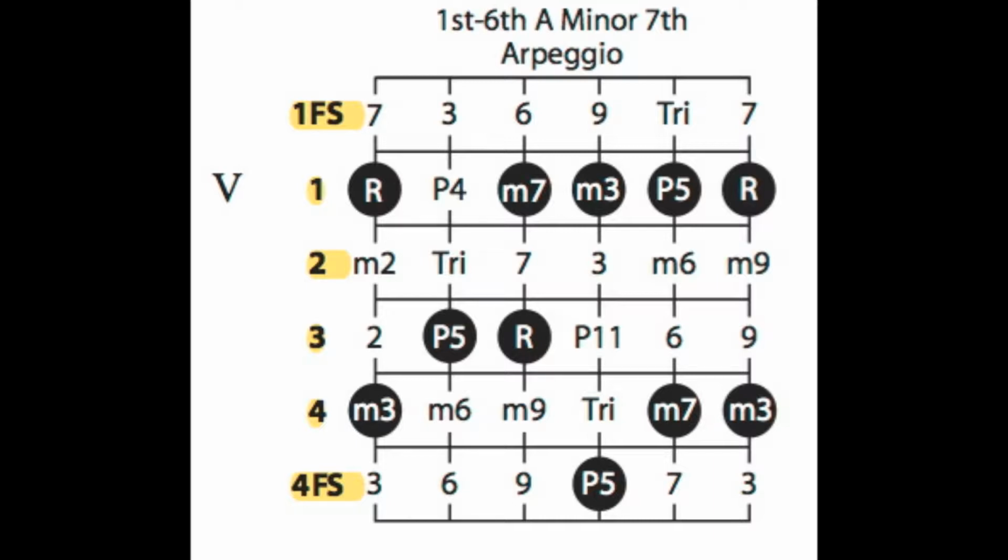So that means that on the 6th string, the first finger plays the root, the 4th finger plays the minor 3rd. On the 5th string, the 3rd finger plays the perfect 5th. On the 4th string, the 1st finger plays the minor 7th, and the 3rd finger plays the root. So forth and so on, until you've moved all the way across the diagram.